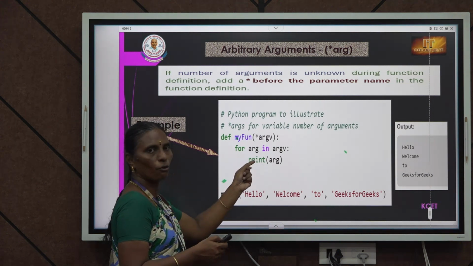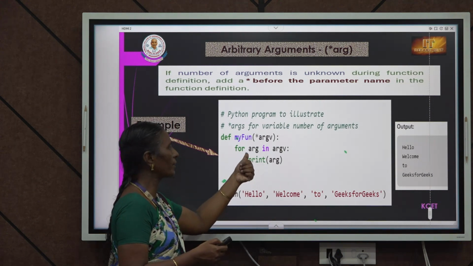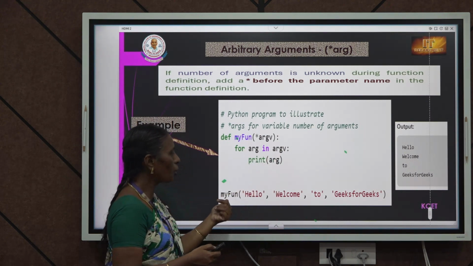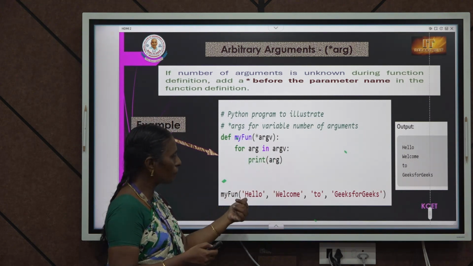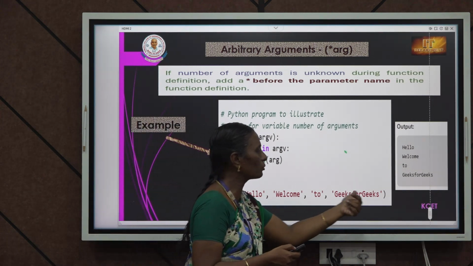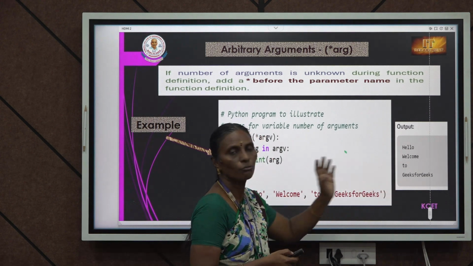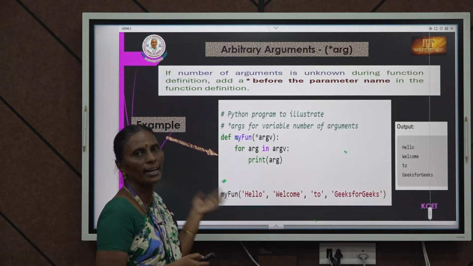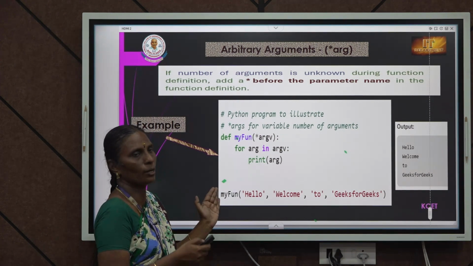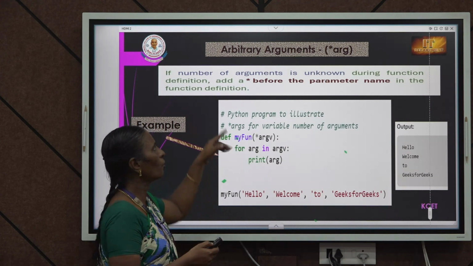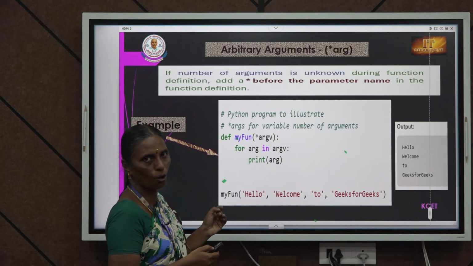So, I am using a for loop for extracting from the argument vector. For argument in argument vector, print argument. I am calling the function by passing 4 different arguments, that is hello, welcome to geeks for geeks. So, I am getting the 4 different arguments as input. I can pass a single argument, I can have more number of arguments. The number of arguments does not matter when we go for using arbitrary type of argument.